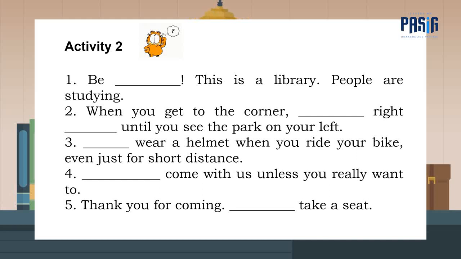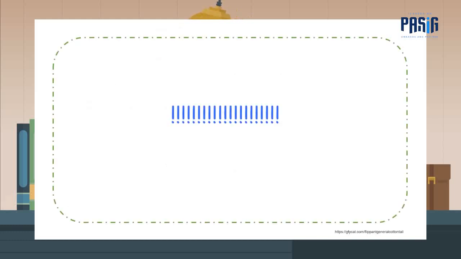your left. Number 3, blank wear a helmet when you ride your bike, even just for a short distance. Number 4, blank come with us unless you really want to. And number 5, thank you for coming, blank take a seat. This time, let us check your work.